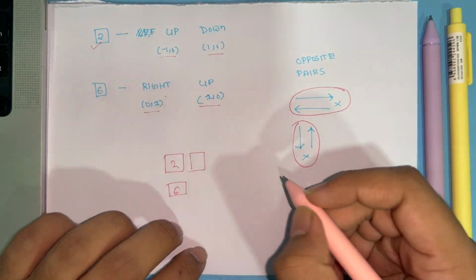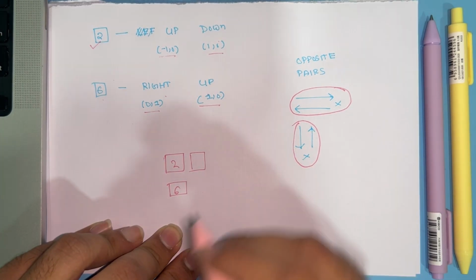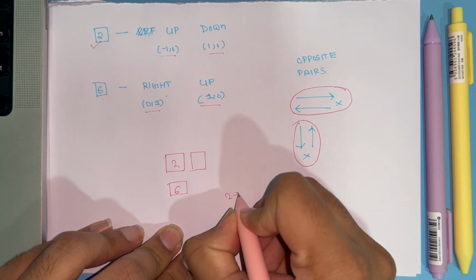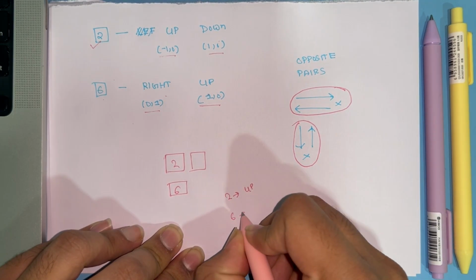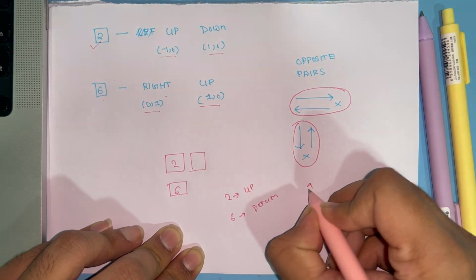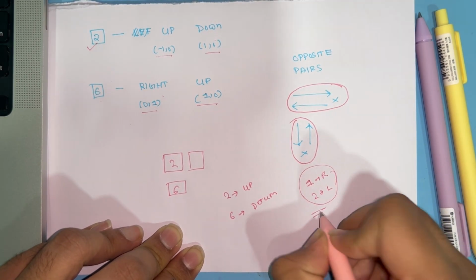Okay, so before moving forward, let's see how the commute between two cells happens. When you are checking two cells, just check if they have opposite pairs. If the first cell has one up, the second cell must have one down. Then only the commute will happen. If the first has one right, the second must have one left, and then only the commute will happen.